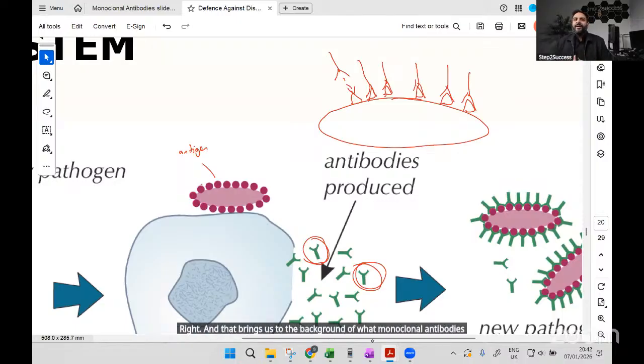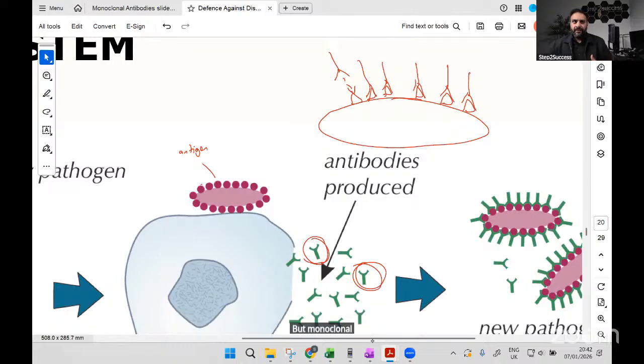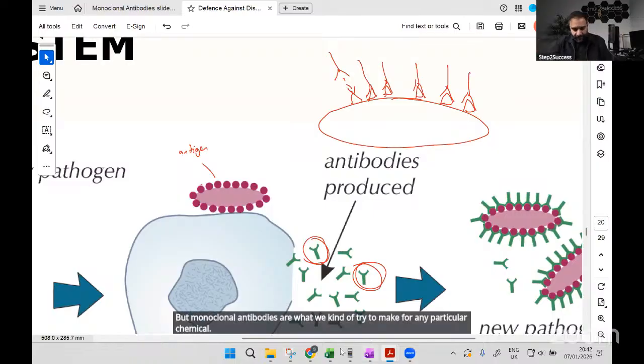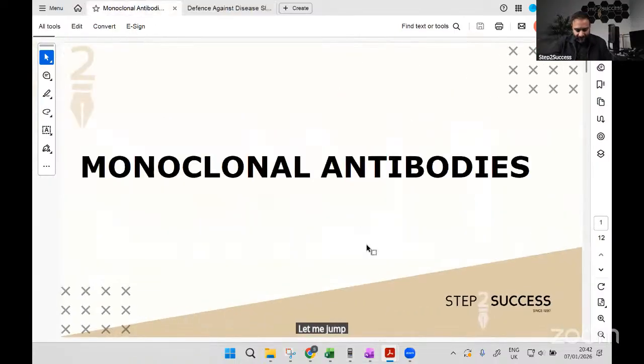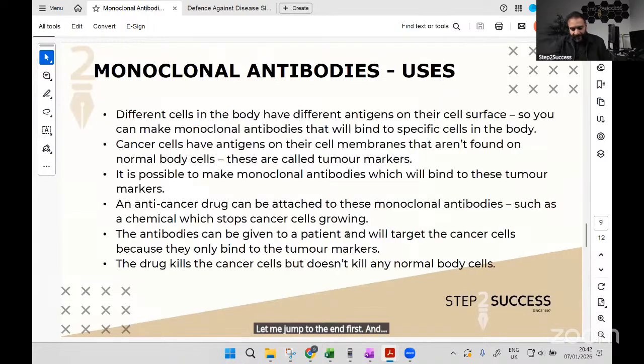They are antibodies that we have specifically made to fit onto a specific chemical. As I said, your body naturally produces antibodies for viruses and bacteria and so on, but monoclonal antibodies are what we kind of try to make for any particular chemical. Let me jump to the end first and explain one of the uses.